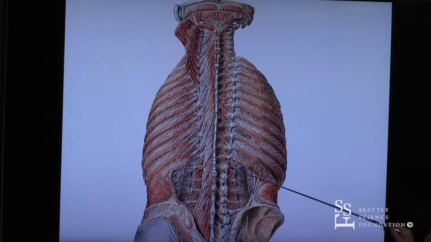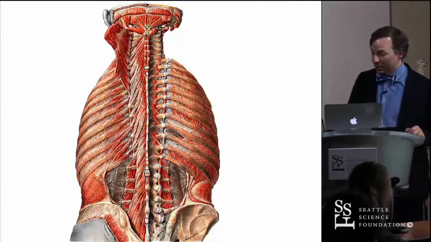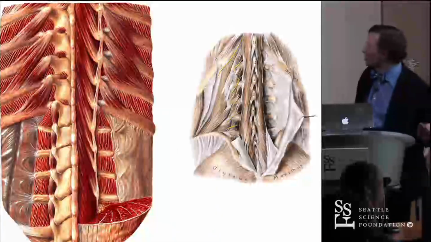Here, as we've removed the transversospinalis on this side, you see some of the intertransversarii, right, medialis and lateralis, and those lateralis fibers will blend with the quadratus lumborum as they move out laterally. This shows it a little more nicely.